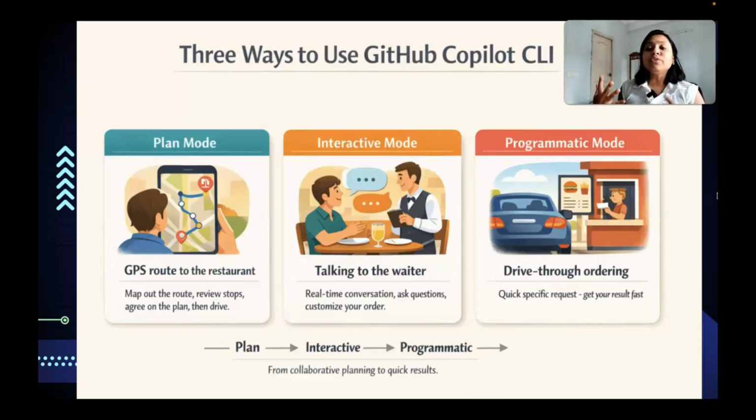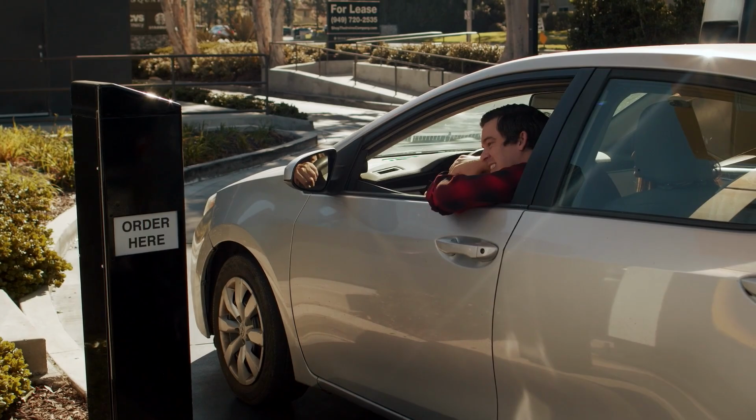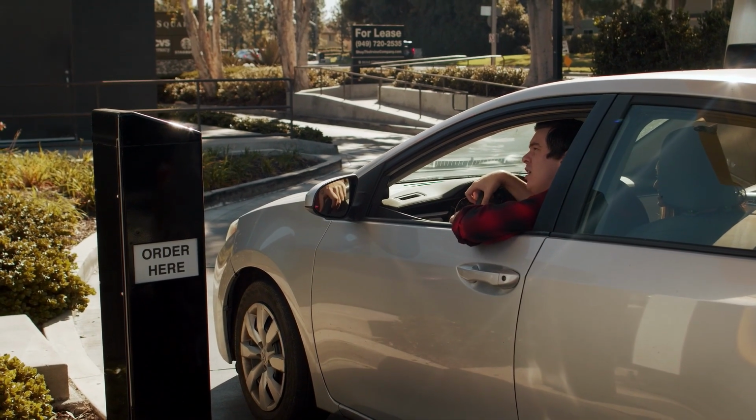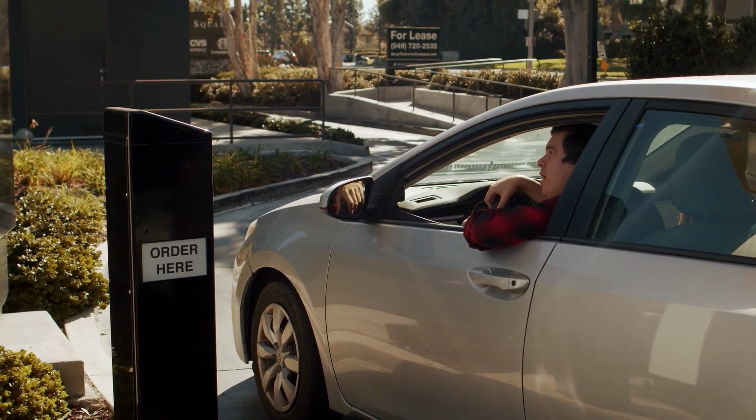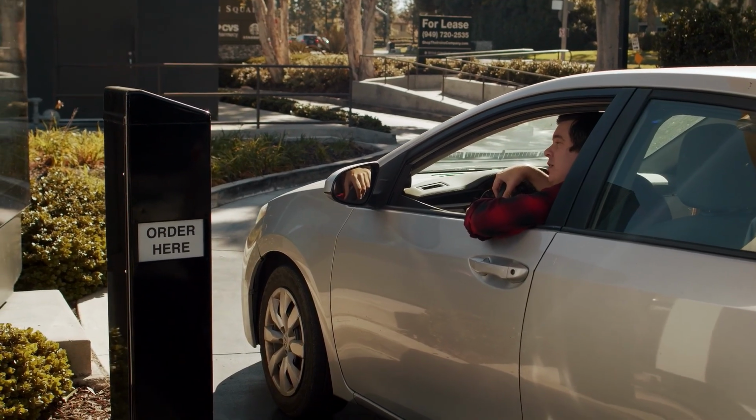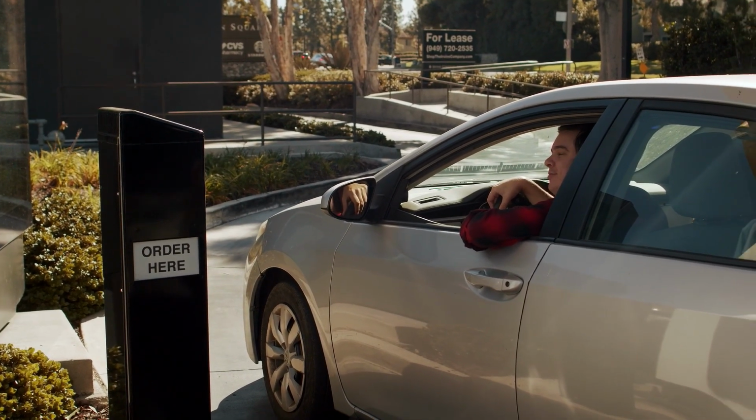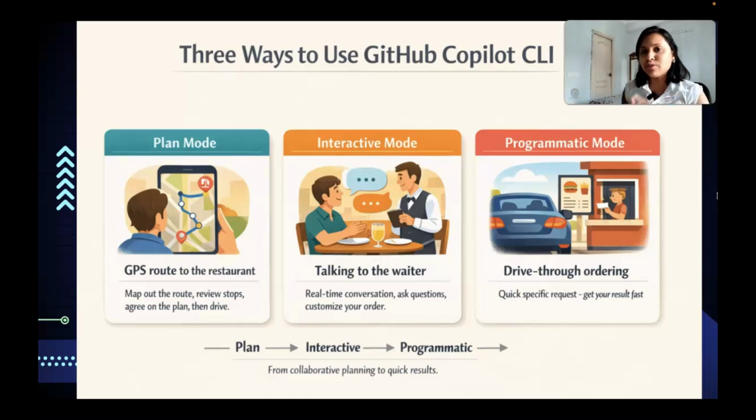Then you can also do drive-through ordering. So you have a specific request and then you just order it on the way, say, okay, get this order done so that I can go ahead and just pick it up, and as soon as I reach, I can eat, right? So that's your programmatic mode. So from collaborative planning to the quick result, that is how you can actually work with the CLI. Is it not useful? You are planning the things, then you are interacting with it, right? Say no, this or that, and then programming it.